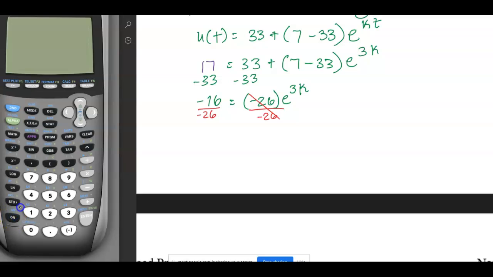Now I'm just going to leave this as a fraction. I'm going to leave it as 16 over 26. You could get a decimal, but we don't get anything out of this. So 16 over 26 equals e raised to the power of 3k.